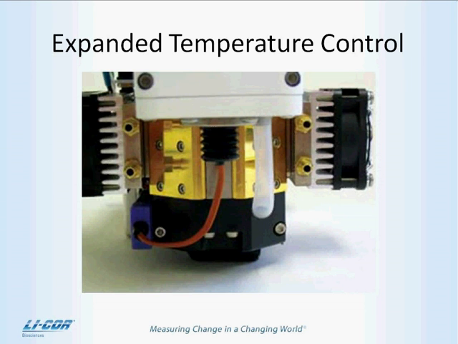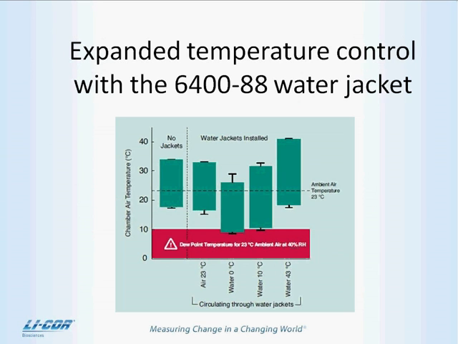Here we see some of the capabilities of the water jacket kit. With no water circulating in the installed jackets, the temperature control range is essentially unchanged from the default 6400 system, which doesn't have the jackets normally installed. So in this case, the room temperature was 23 degrees Celsius, and we have a variation between 18 to 34 degrees Celsius.